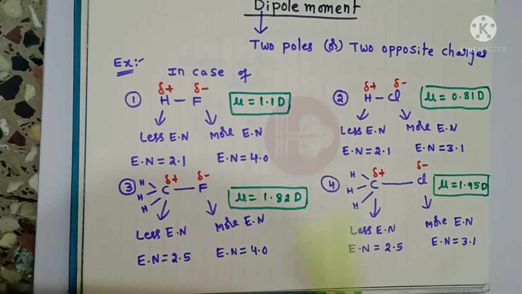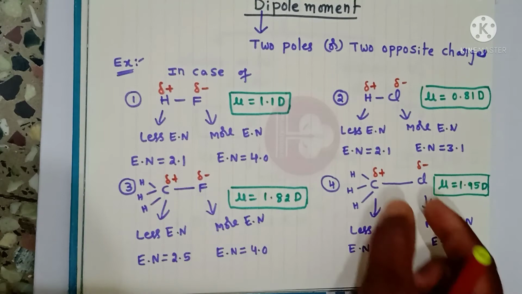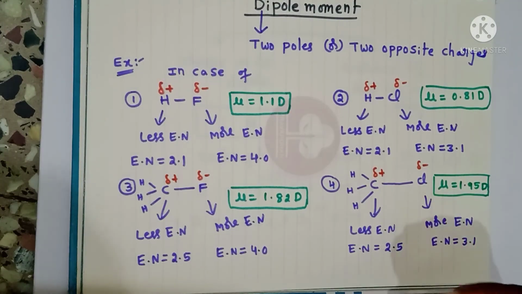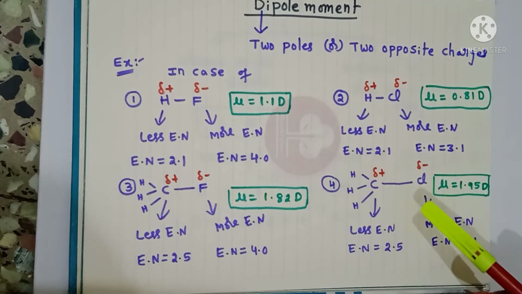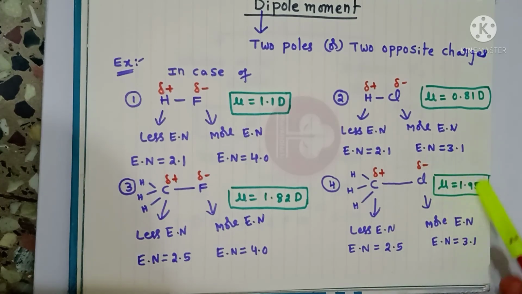Now coming to the next example. In methyl fluoride, the electronegativity difference is almost 1.5, whereas in methyl chloride it is 0.6. But the one with less electronegativity difference has the higher dipole moment value, and the one with more electronegativity difference has the lower dipole moment. The reason is that dipole moment depends not only on charge but also on bond length, the distance between the dipole. Here this distance is less and here the distance is more. That's why in this case both factors, charge and distance, are affecting, and methyl chloride has the higher dipole moment.